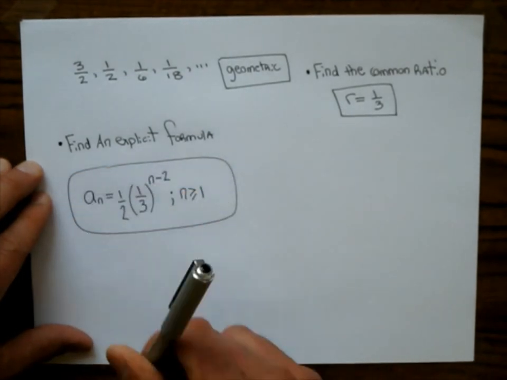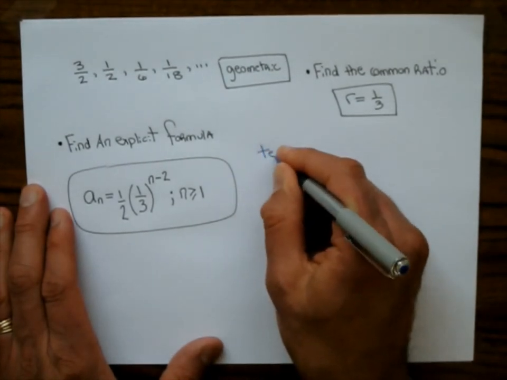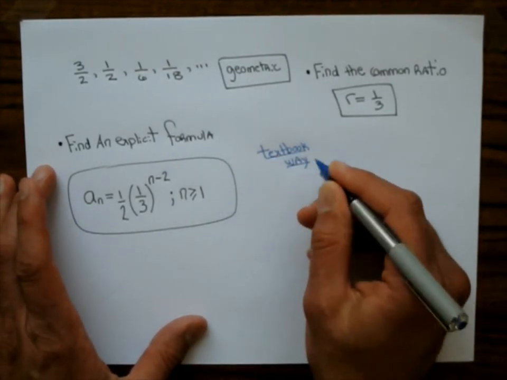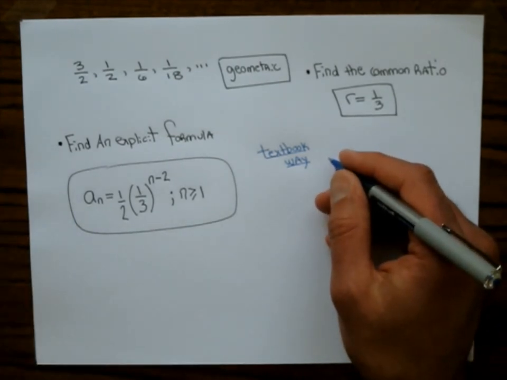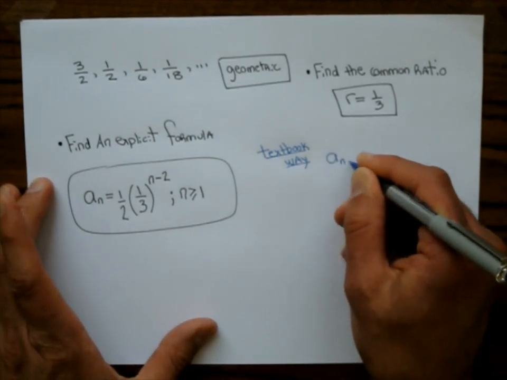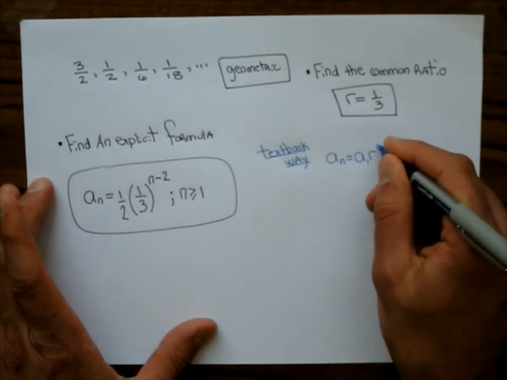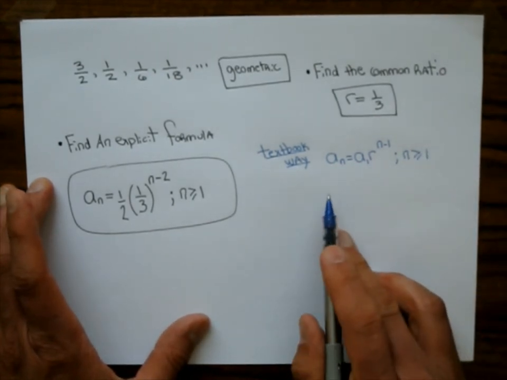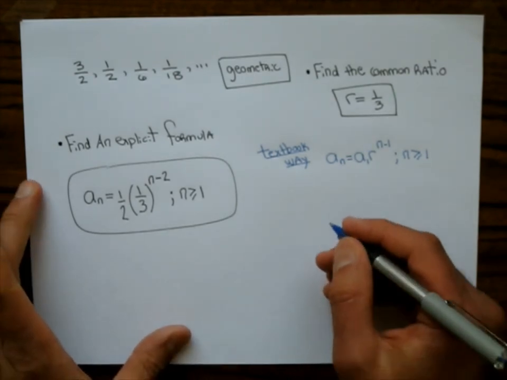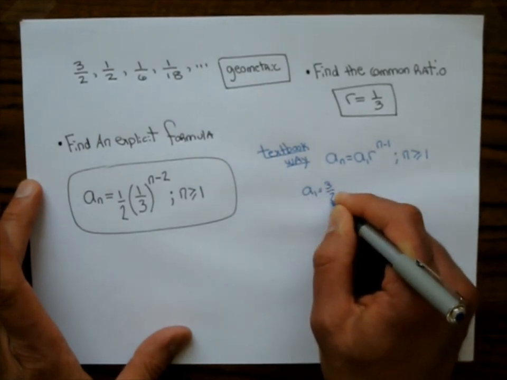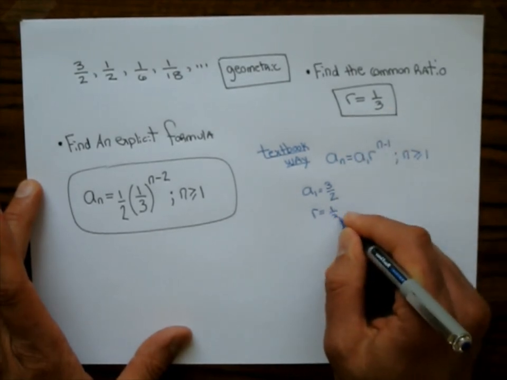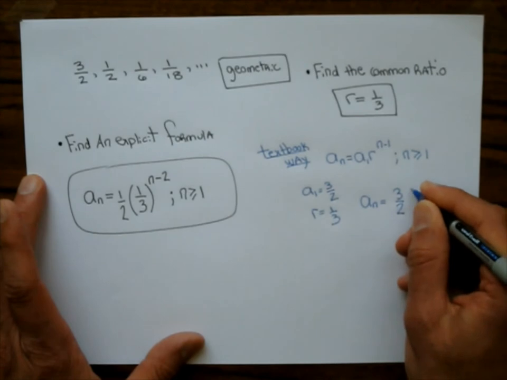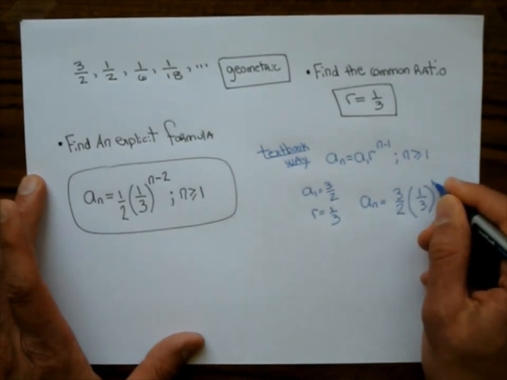So let's go ahead and do it the textbook way. I think people are going to want to see it that way. So this is the textbook way. And the textbook way says we have a formula which gives you the nth term for a geometric sequence. It looks like this. A sub n equals a 1 r to the n minus 1, n is greater than or equal to 1. So in our example, our first term, a 1, is 3 halves. Our r, I'm just looking right above, is 1 third. So let's go ahead and write out this formula. A sub n equals a 1, which is 3 halves, times r to the n minus 1 power.